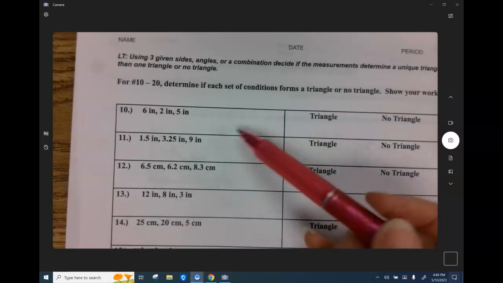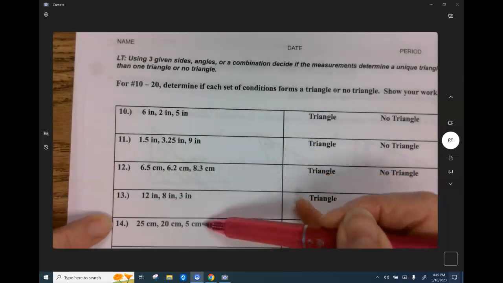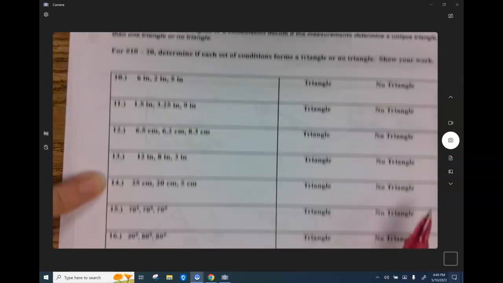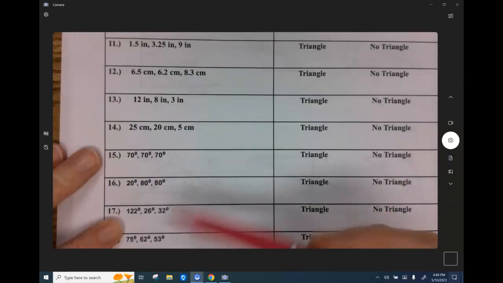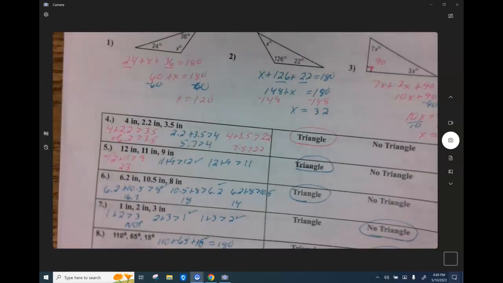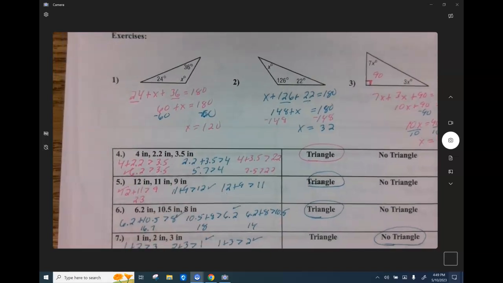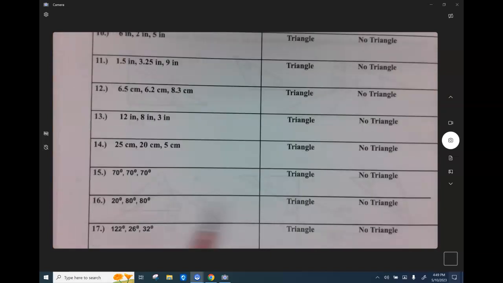Then on the back, you're going to do what we were just doing. You're going to be given sides. These are all sides. Do you see? These are all sides. Find out if it's a triangle or not. These are all angles. With the sides, you have to add 2 at a time. We have a great example right here. See what I had to do on all these? Look at your notes, and that will tell you how to do this page.